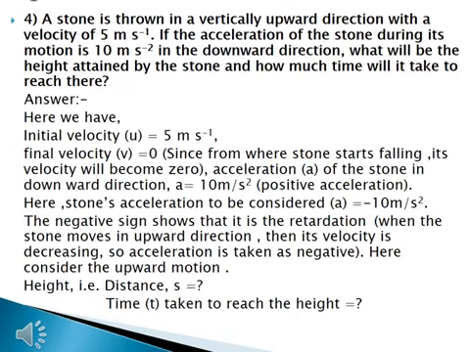Next, let me discuss how to solve the fourth question. The question is: a stone is thrown in a vertically upward direction with a velocity of 5 meter per second. If the acceleration of the stone during its motion is 10 meter per second square in the downward direction, what will be the height attained by the stone and how much time will it take to reach there? What should be its solution, given that its initial velocity u is equal to 5 meter per second.